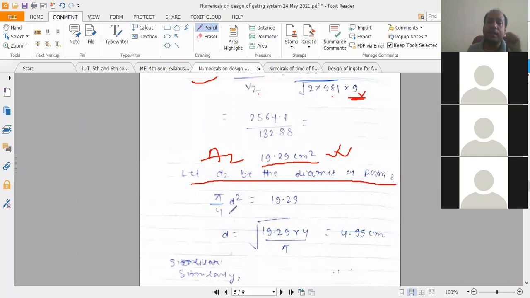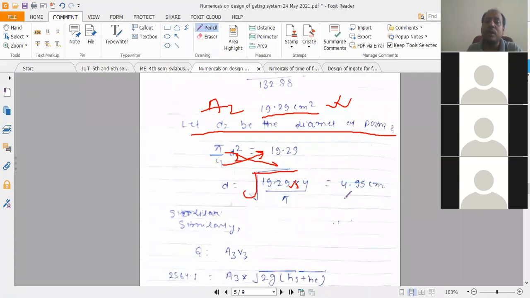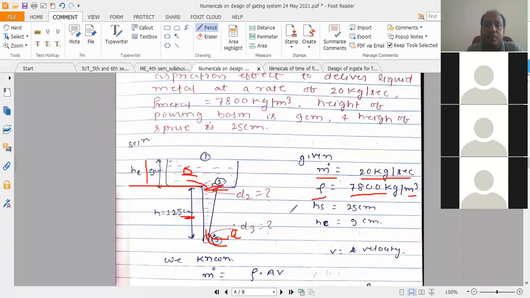So if the dimension is circular, we can find it by pi by 4 d squared, or we can say d2 squared is equal to 19.29. So d will be calculated as 19.29 times 4 goes here, pi goes over, and this d squared goes under the square root. So 4.95 centimeter will be the dimension, or the diameter, at the point D2.